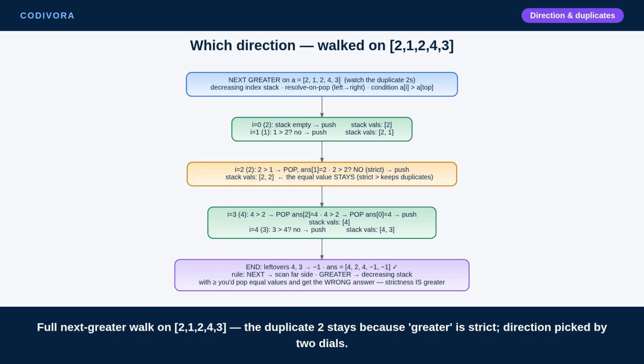And the direction rule is just two dials. Next means scan from the far side. Greater means keep the stack decreasing.